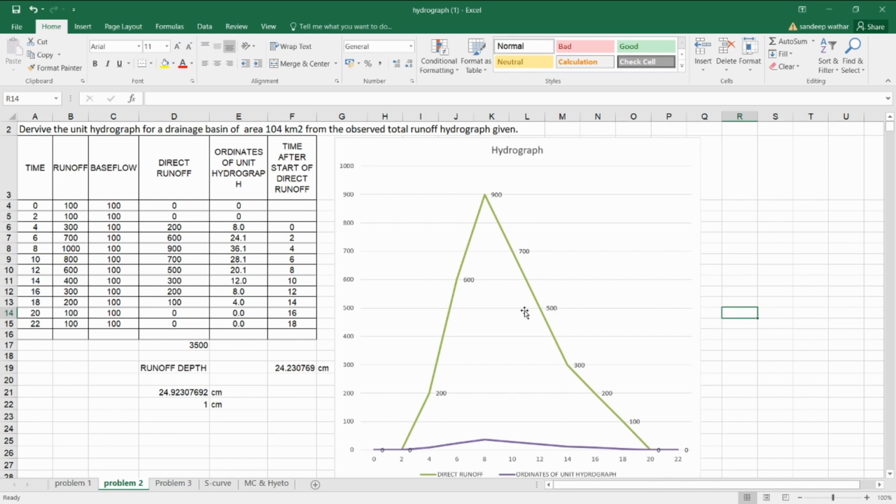So effective rainfall is nothing but the water that is getting converted into runoff, right? So both are synonyms, effective rainfall and direct runoff, okay? So direct runoff is nothing but the area of this. If I calculate the area of this, it will give me the volume of water that is flowing on the top surface, which is nothing but your runoff.